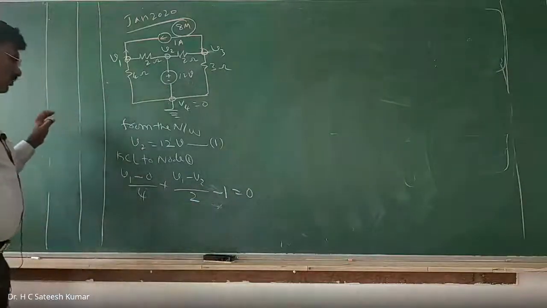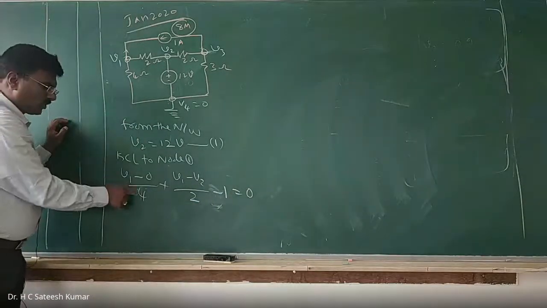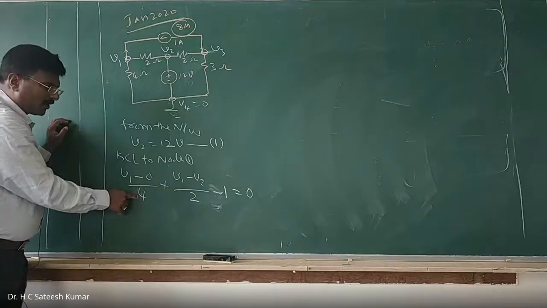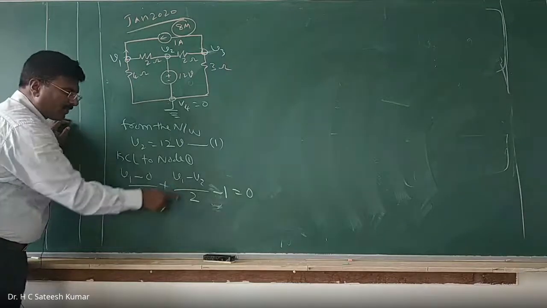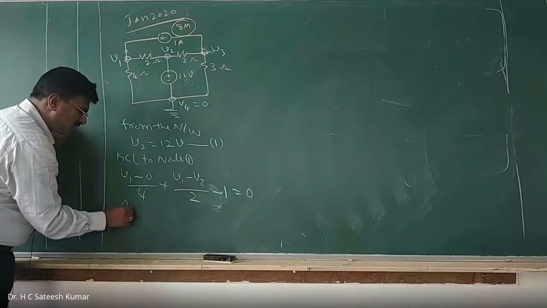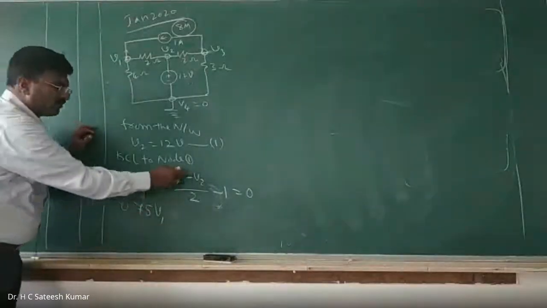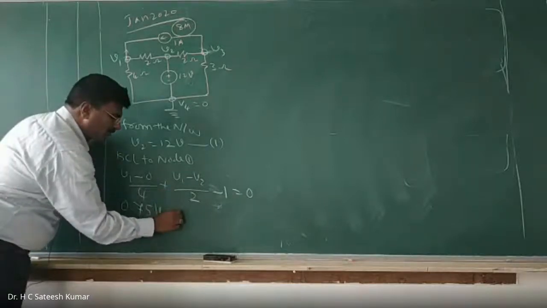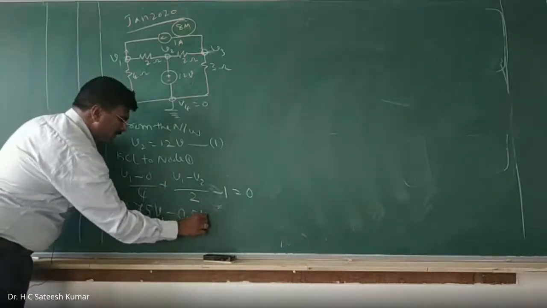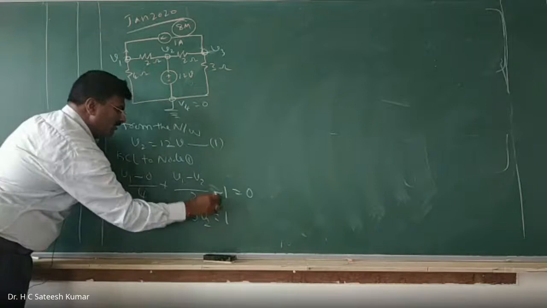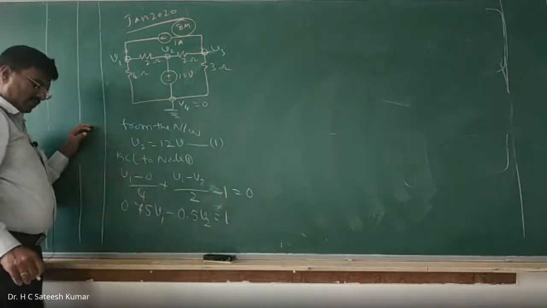Now, group it. What is that? 1 by 4 V1 is 0.25, 1 by 2 is 0.5. 0.5 plus 0.25 is 0.75 V1. What about V2? Minus 1 by 2 V2, which means minus 0.5 V2, is equal to 1. This will transfer to the right hand side as 1. All this is equation number 2.